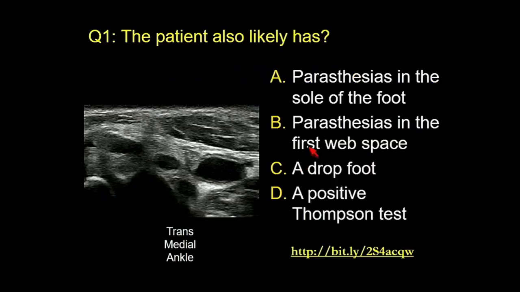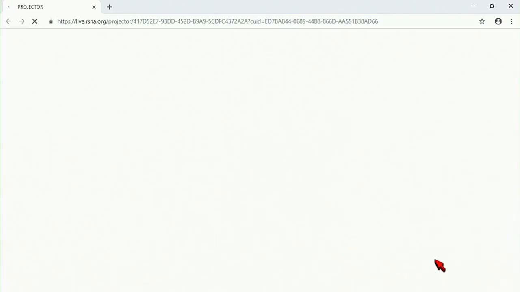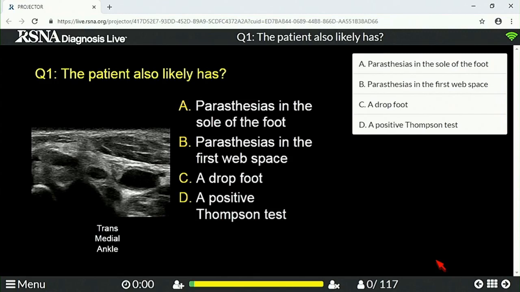Okay, so the question here is, the patient also likely has paresthesias in the sole of the foot, paresthesias in the first web space, a drop foot, or a positive Thompson test.